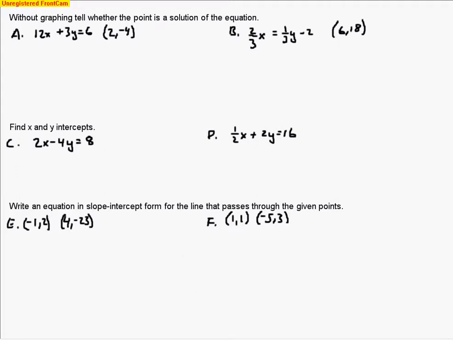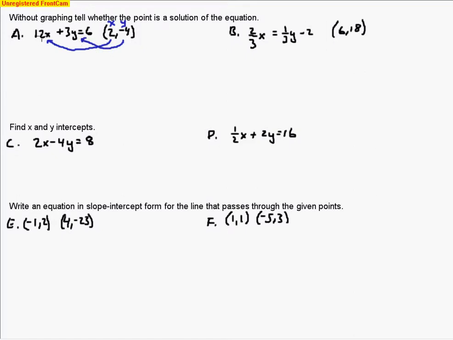So the first three problems on the homework ask us different sets of directions. The first one asks us to, without graphing, tell whether a point is a solution of an equation. The same thing would be said if it was on the line, is another way to represent that. Is the point a solution or on the line? So you just take the x value and you take the y value and you substitute. And you see if it equals 6 in this case or not.